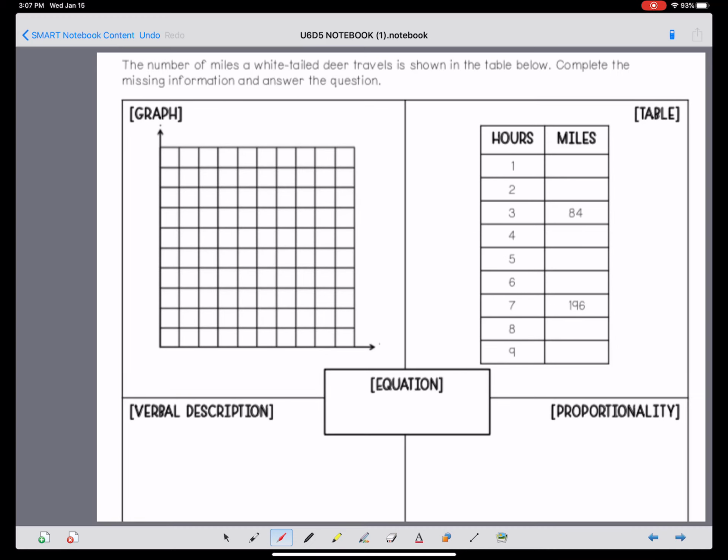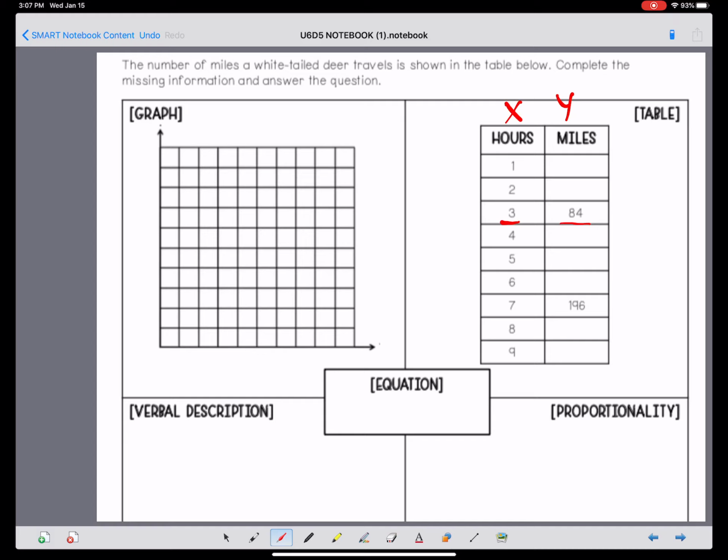All right, so the number of miles a white-tailed deer travels is shown in the table below. Complete the missing information and answer the question. If a white-tailed deer travels 84 miles in 3 hours, we need to figure out how many miles the deer is going to travel in 1 hour.